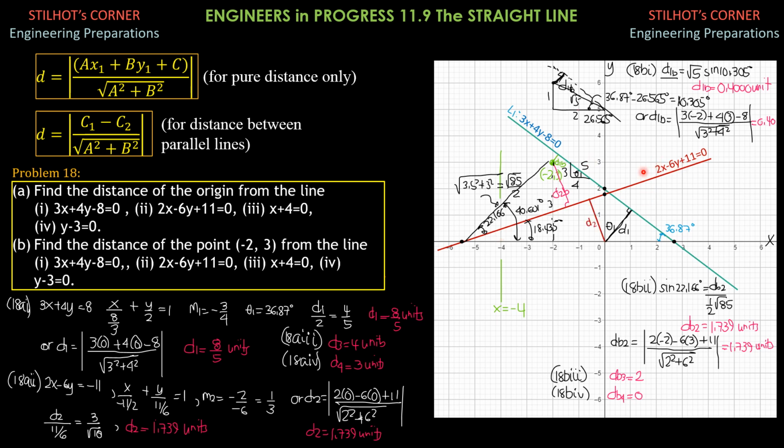That's for 18a. So this is y minus 3, and it is 3 units above the x-axis, or above the origin. For the distance, in general, it is upper y, 3, minus lower y, 0. So that's why the distance is 3 units. Then for 18b, 3x plus 4y minus 8 equals 0.